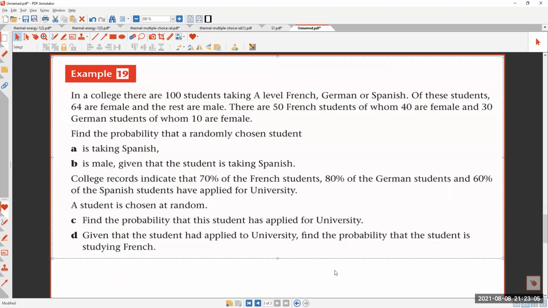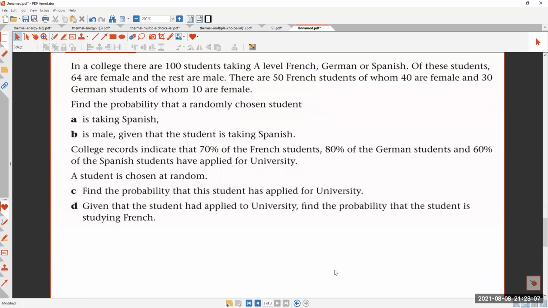In a college there are 100 students taking A-level French, German or Spanish. Of these students, 64 are female and the rest are male. So you have German, French and Spanish, and you have male and female. You have a language group and a male-female group. Now there are 50 French students of whom 40 are female, and 30 German students of whom 10 are female.